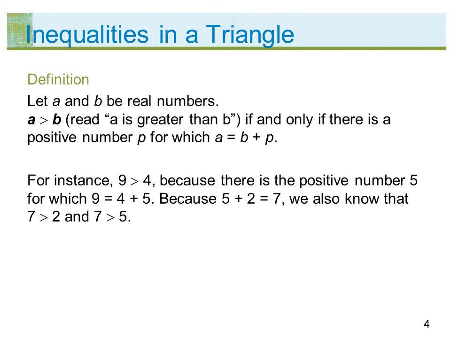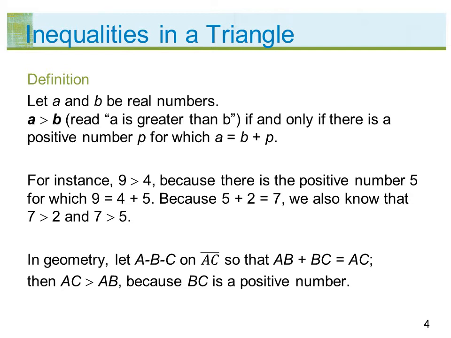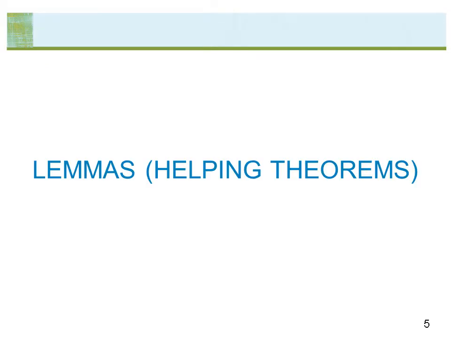For instance, 9 is greater than 4 because there is a positive number 5 for which 9 = 4 + 5. Because 5 + 2 = 7, we also know that 7 > 2, and 7 > 5. In geometry, let collinear points A, B, C be on segment AC so that AB + BC = AC. Then AC will be greater than AB, because BC is a positive number.